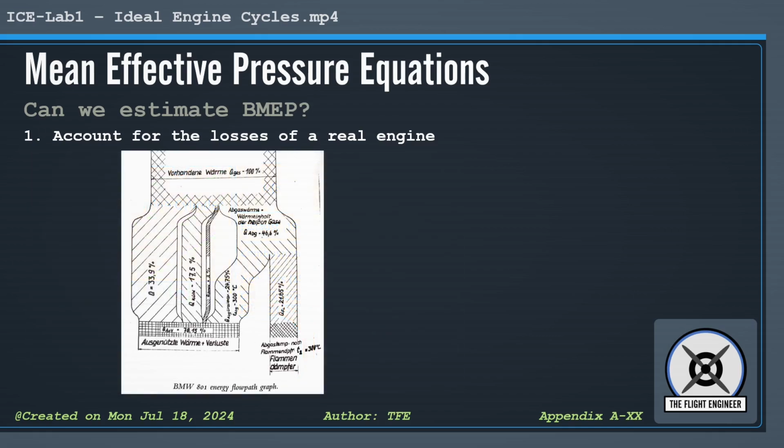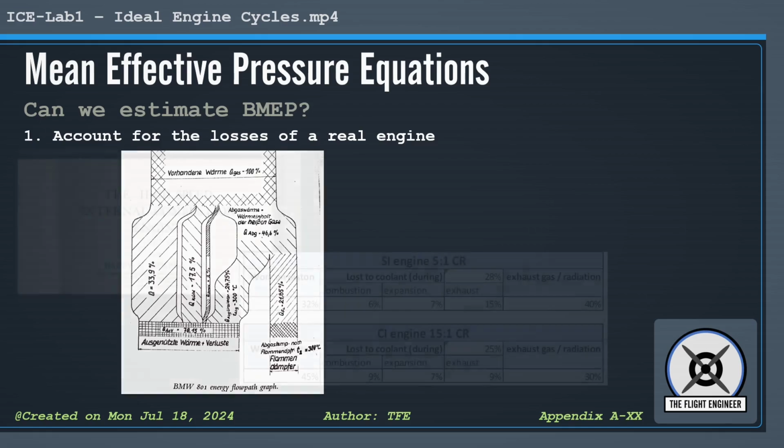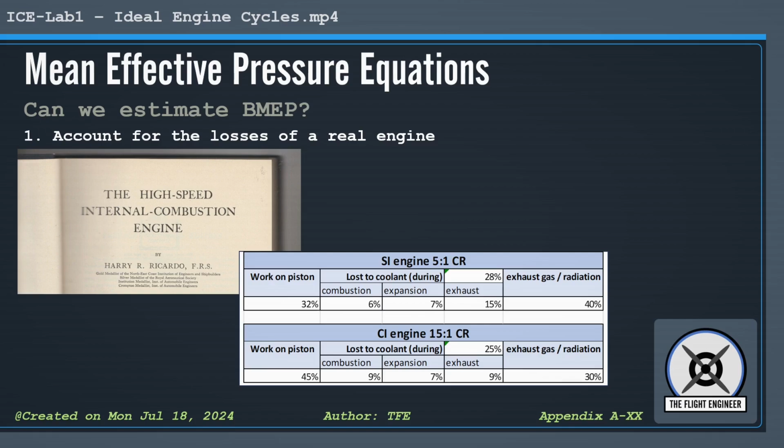Here's one that I particularly like. This is a BMW 801, the engine that was used in the Focke-Wulf 190 fighter aircraft during World War II. This diagram's actually out of a really good book called The Secret Horsepower Race by Callum Douglas. I highly recommend it. And then here's another book reference. This is The High-Speed Internal Combustion Engine by Harry Ricardo, a really good engineer in the mid-century of the 1900s, who did a ton of really fundamental combustion engine research.